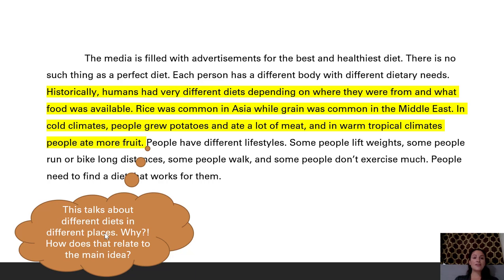Okay, my next question was about this part. Humans had different diets depending on where they were from and what food was available. Rice was common in Asia, while grain was common in the Middle East. In cold climates, people grew potatoes and ate a lot of meat. And in warm tropical climates, people ate more fruit. Okay, so this is giving me these great examples about different diets and different places. But why? Why is the author giving me these examples? How does it go back to that main idea that there's no perfect diet?